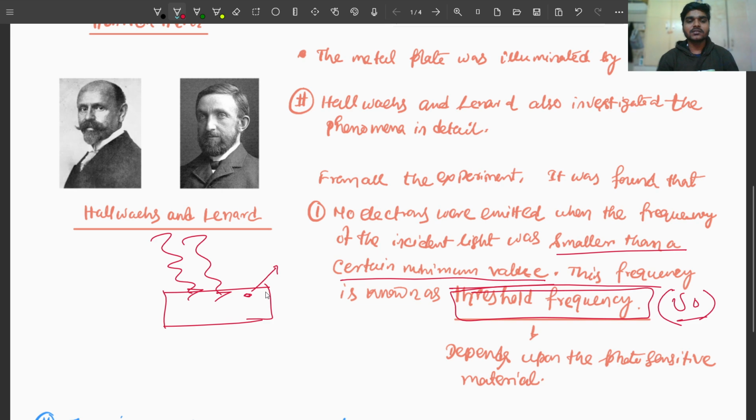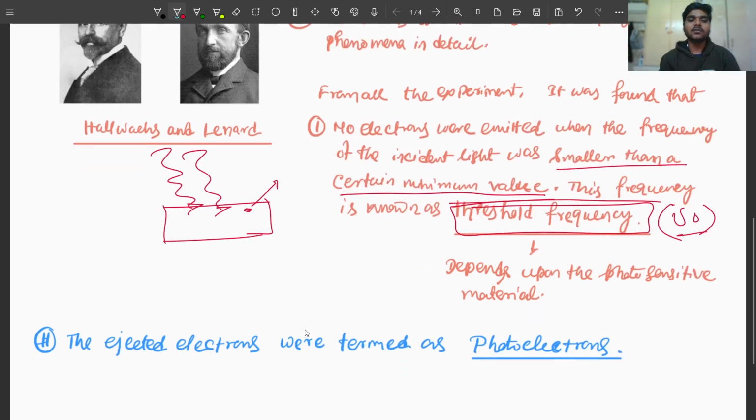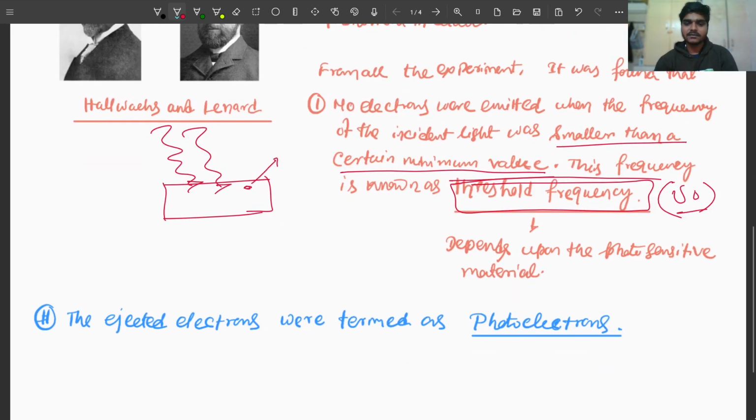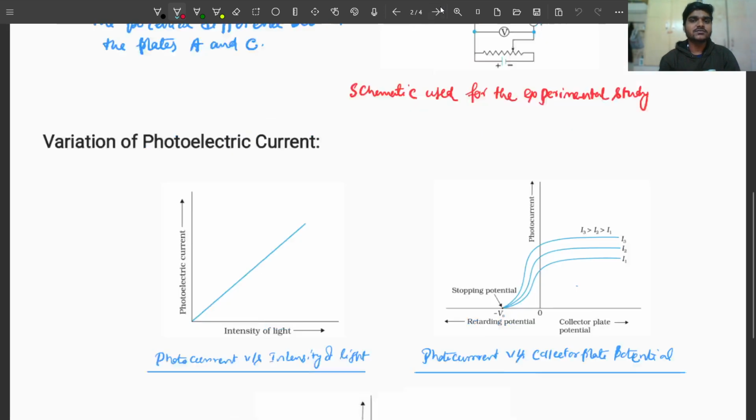Okay, so this was all about the historical background of the photoelectric effect, and as I previously told, the ejected electrons were termed photoelectrons. So let's move on to the next part.